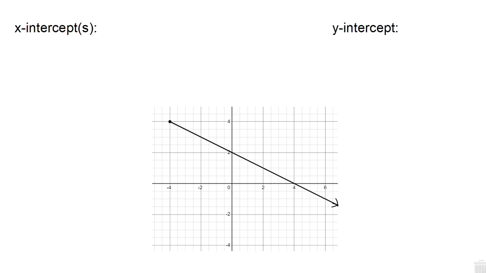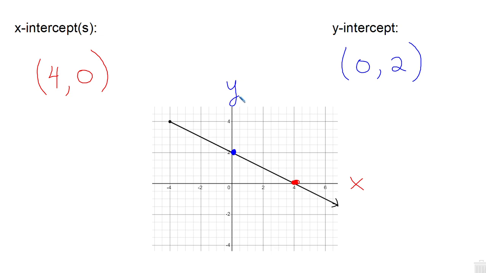For our x-intercept on this one, we just need to find where it crosses through the x-axis. Looks like that's right there at 4. And that coordinate should always be in parentheses, the x value of 4 first and a y value of 0. Remembering that y value is always 0 for an x-intercept. And for a y-intercept, your x value is always going to be 0. And your y value is just where it crosses through that y-axis. In this case, (0, 2).